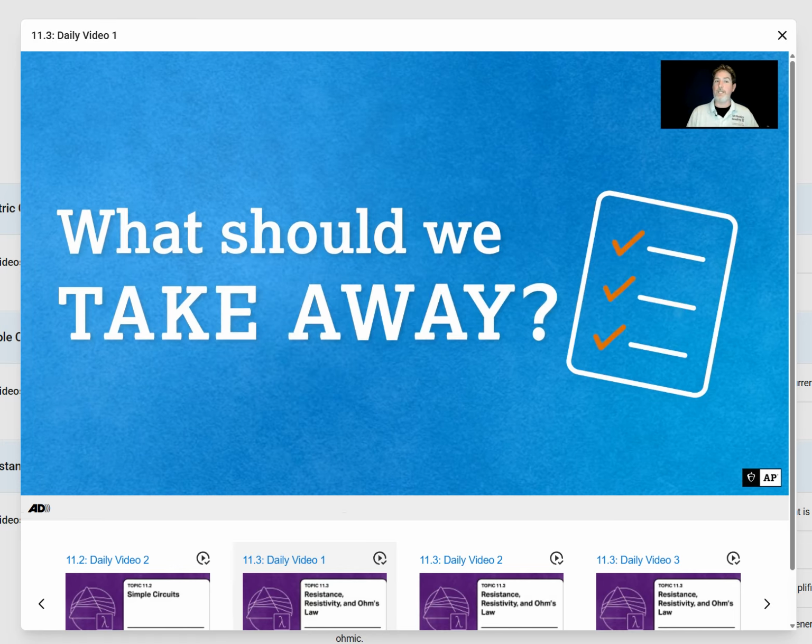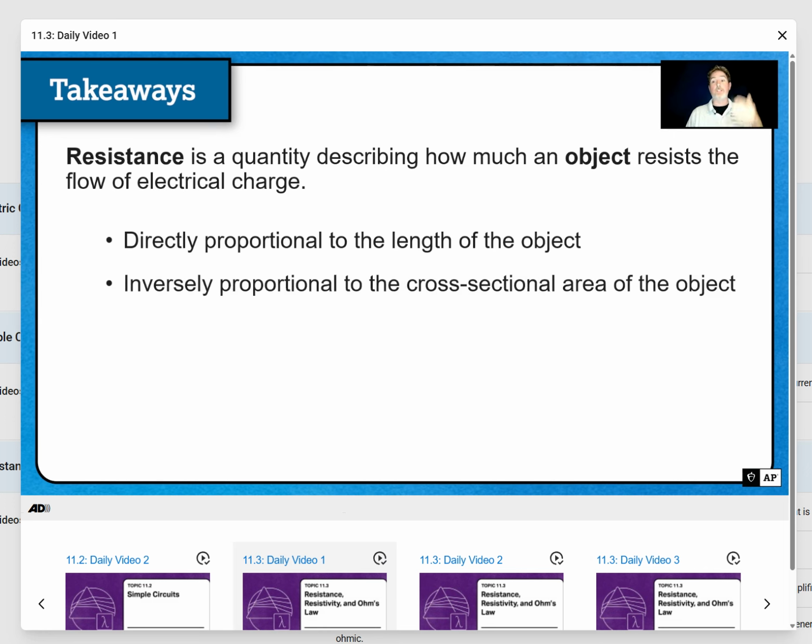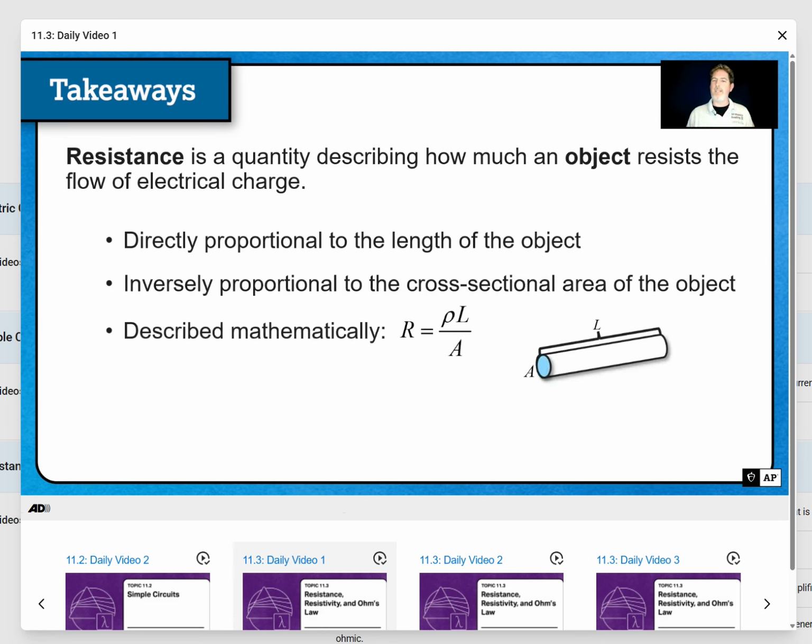What should we take away from this video? That resistance is a quantity that describes how much an object resists the flow of electrical charge. It's directly proportional to the length of the object, and inversely proportional to the cross-sectional area of that object. And can be described mathematically by resistance equals resistivity times length over area.